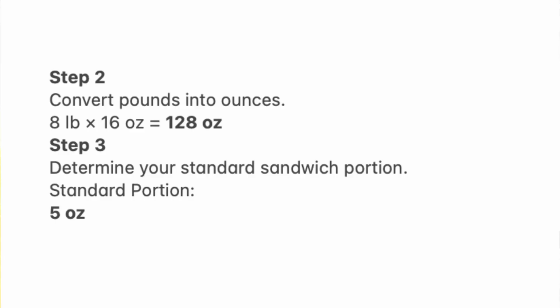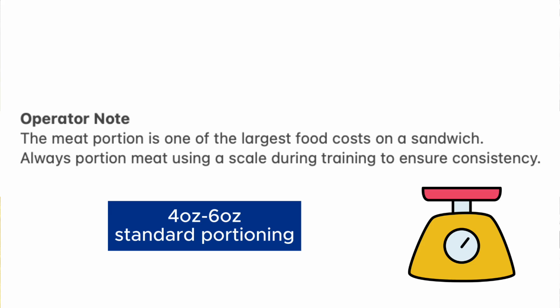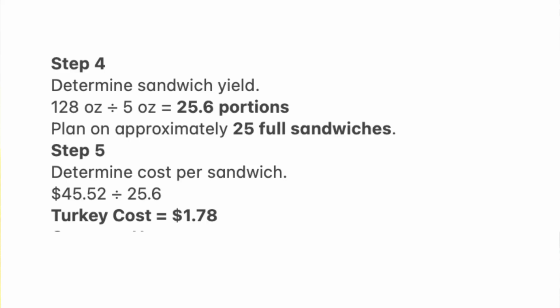Next, it's important and very specific to your shop. Depending on how many ounces you want to put on your sandwiches at your shop to determine your profitability, you're going to use kind of a standard. Most shops use anywhere from like 4 to 6 ounces. I used 5-ounce portions at my shop, right? So we're going to use that here to determine our cost for our sandwich. And the way we do that is we take the total ounces, 128 ounces, and we divide that by 5. That gives you 25.6 portions.